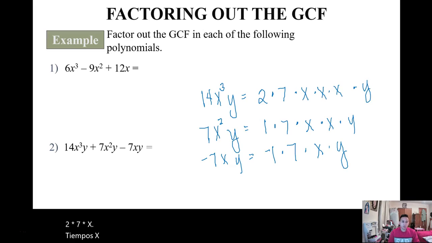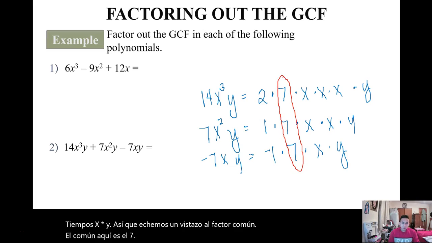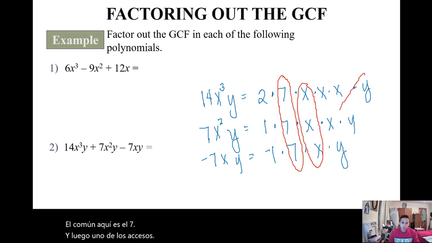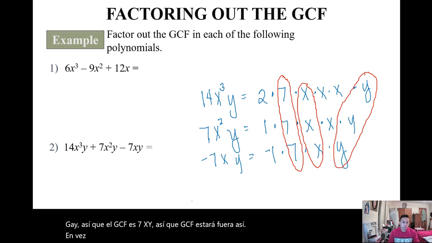So let's take a look at the common factor. The common here, it's the 7 and then 1 of the x's and then the y. Okay, so the GCF is 7xy. So GCF will be outside, so instead of putting that, GCF is equal to 7xy.